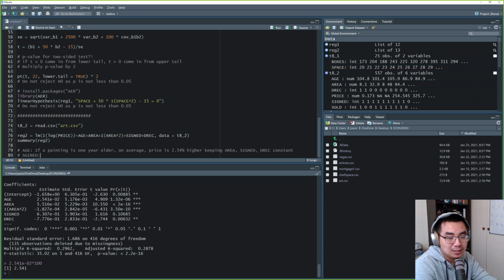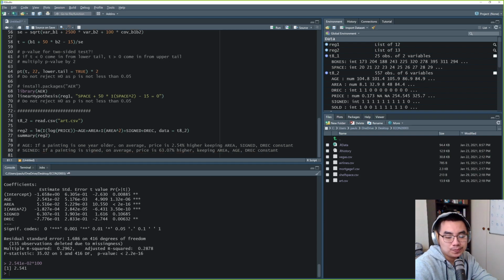Okay, what about signed? If a painting is signed, on average, price is, what is that? 63.07% higher. Is that right? Yeah. Keeping area, age, recession constant. Okay. Now, something to note is that the effect of signed is actually statistically insignificant.